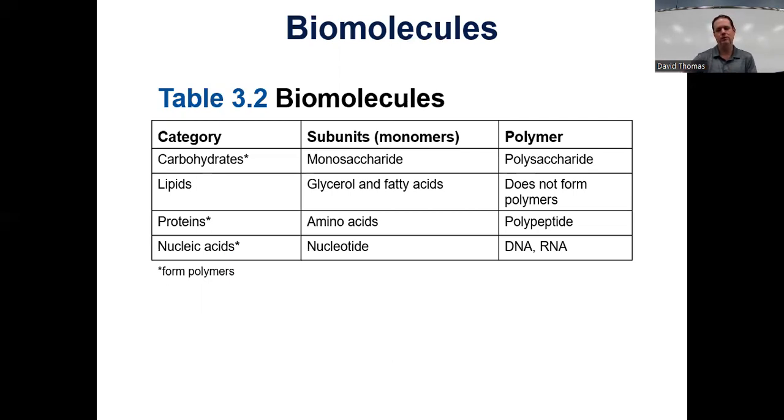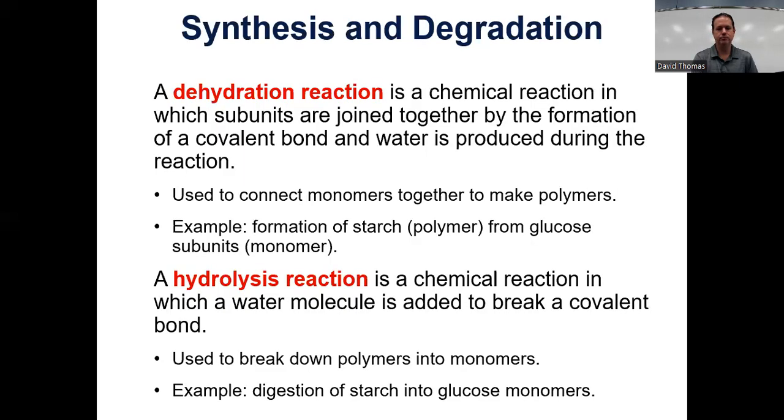It forms chains called polypeptides or proteins. Nucleic acids, the basic building block is a nucleotide. And as we get to that, you'll see that that forms chains of polymers known as DNA or RNA. Good table to study, kind of keep things straight for the biomolecules.